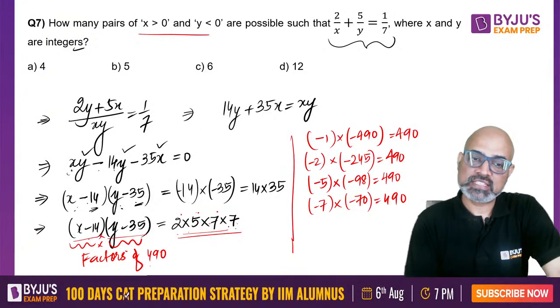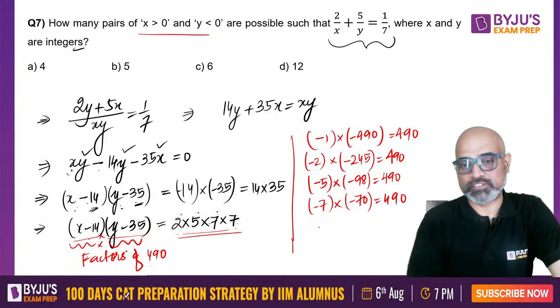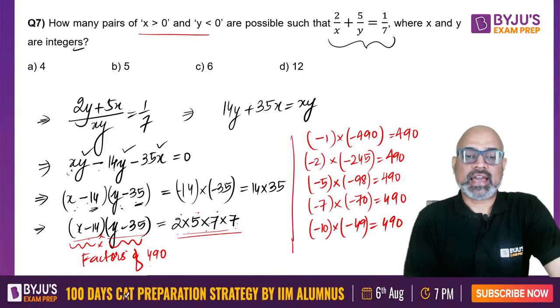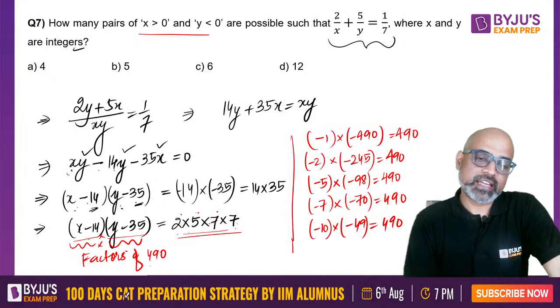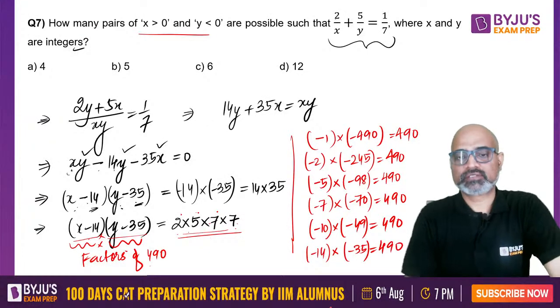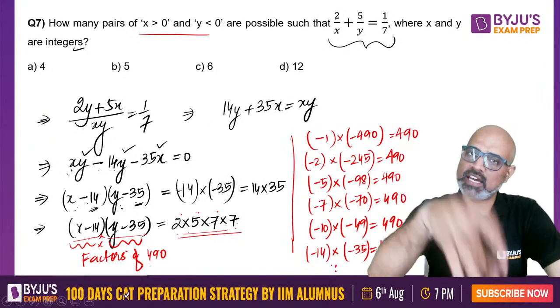7 के बाद अब क्या ले सकते हैं अपन? 2 into 5, 10. So -10 into -49 is 490. Right? And after that, what I can take is 7 into 2, 14 ले सकते हैं. So -14 into -35 is equal to 490, and so on and so forth. ये सारे हो सकते हैं.